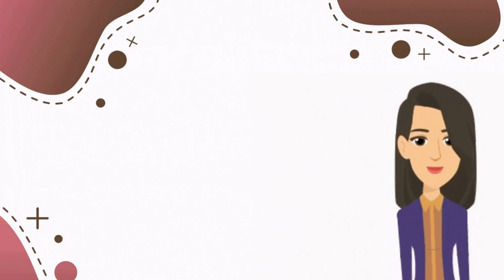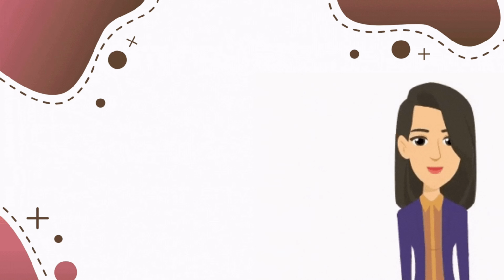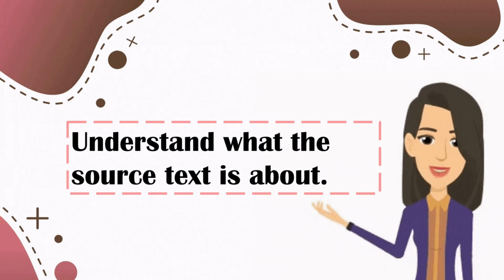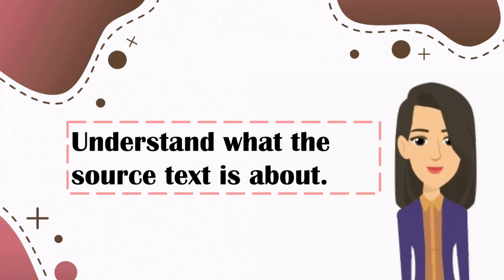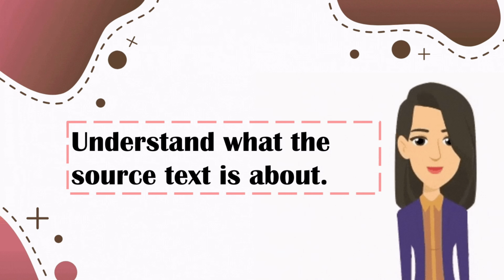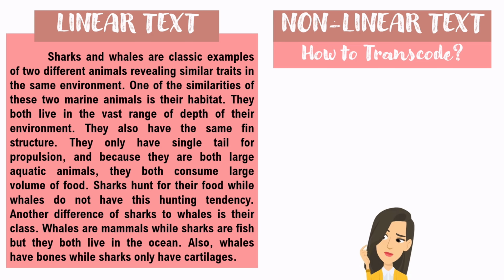In order to transcode a linear text to a non-linear text, or the other way around, one must first be able to fully understand what the source text is about. This way, deciding on the proper text type to be used in the transcoding process will be easier. To transcode a linear text to a non-linear text, one may follow these steps.